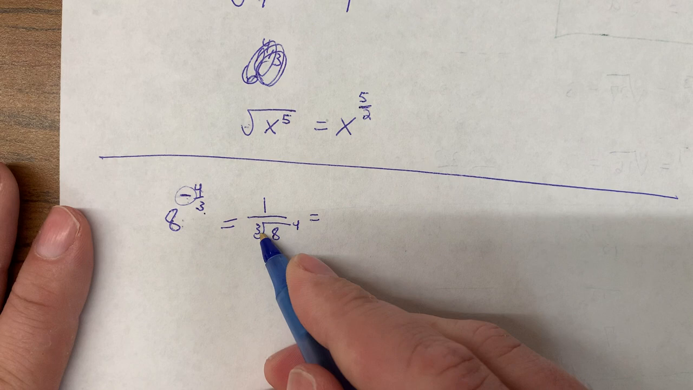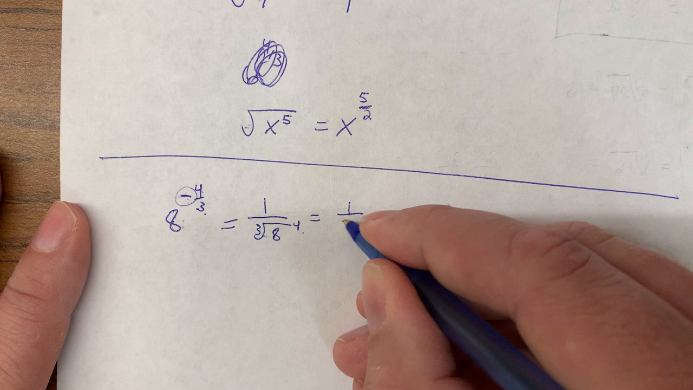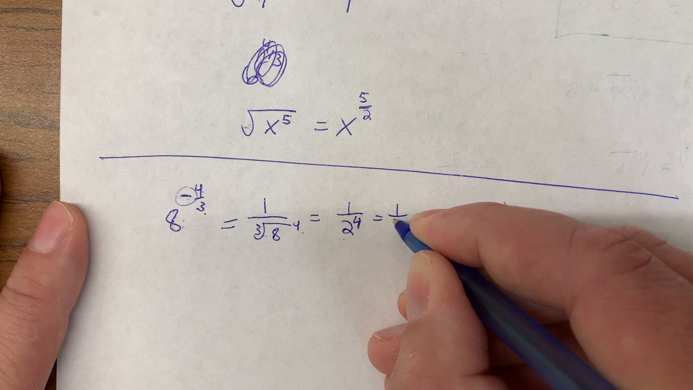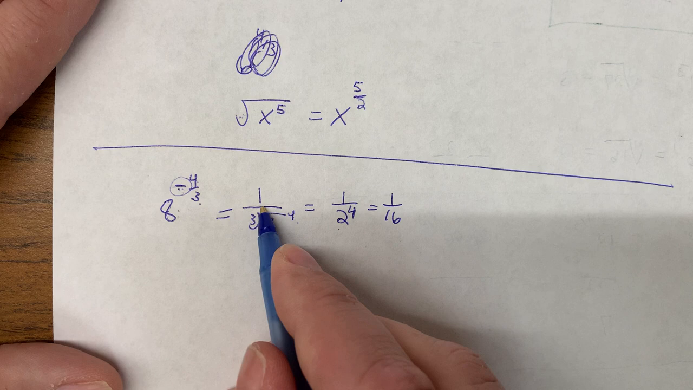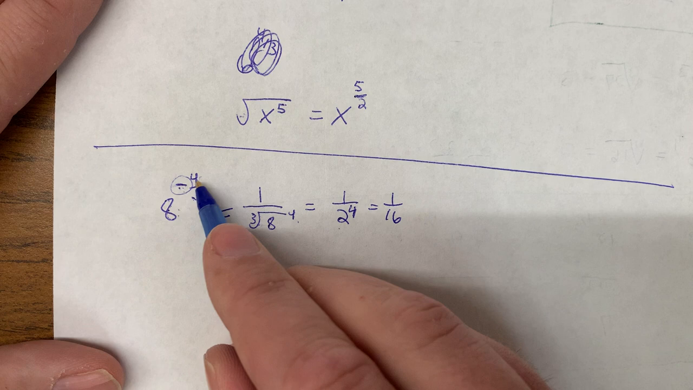The cube root of 8, what times what times what gives you 8? Well, 2 times 2 times 2 gives you 8. So the cube root of 8 is 2. And that needs to be to the 4th power. So it's 1/16. So negative exponents tell you to divide. Fraction exponents work exactly like they did before. The denominator is the root, and the numerator is what power you take it to.